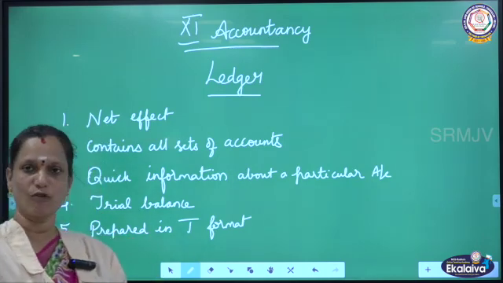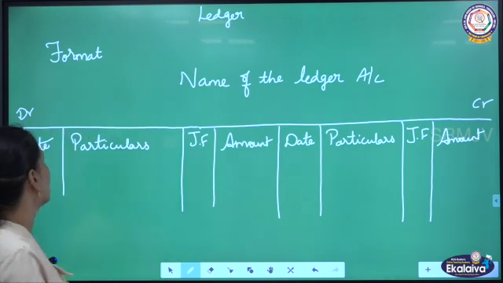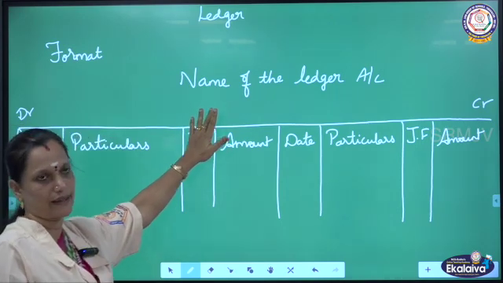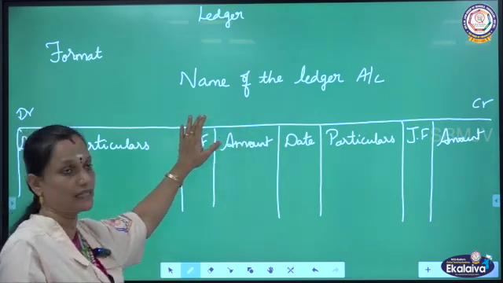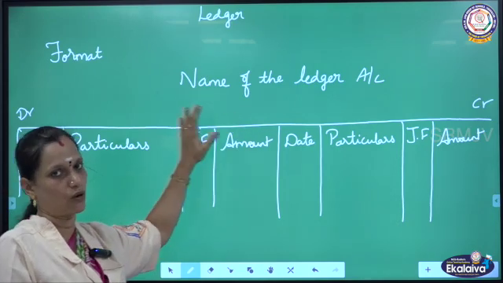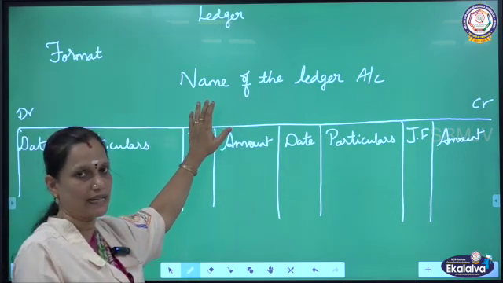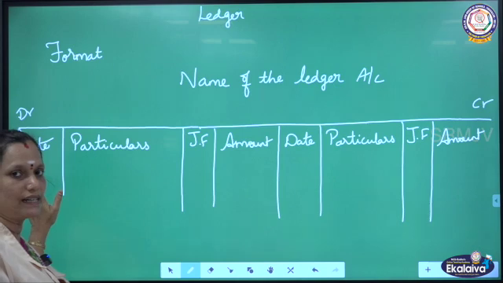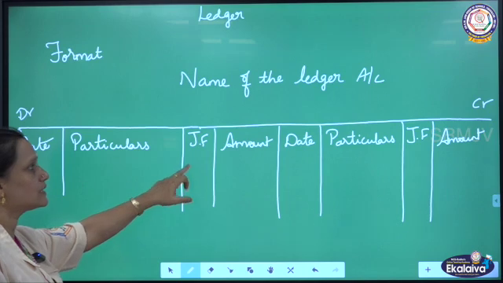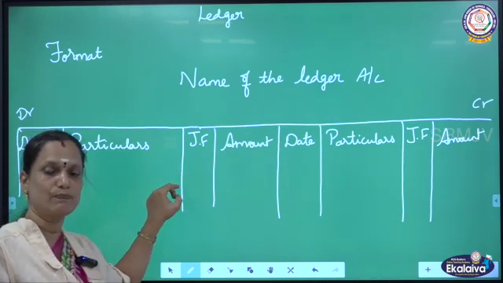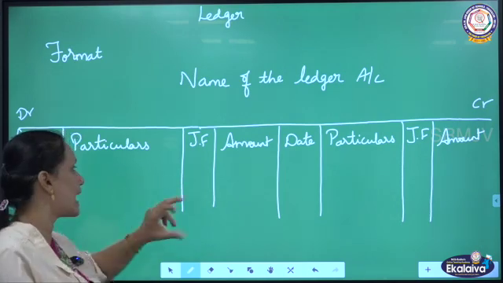Now we move on to the format, children. See, this is the format of the ledger. First you have to write the name of the account, for example cash account, or if somebody is investing capital, Ram's capital account or Kumar's capital account. Name of the ledger we write here, and then the date, the particular date on which the transaction was made. Then particulars. Then JF. JF means journal folio, the page number on which they have written that journal transaction. That number we have to write here.